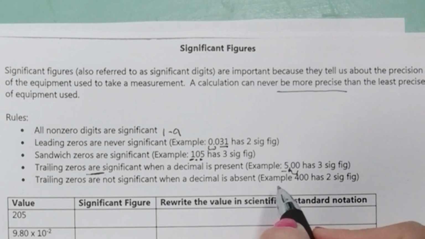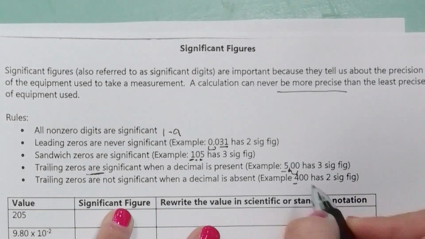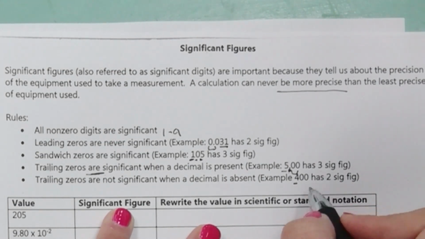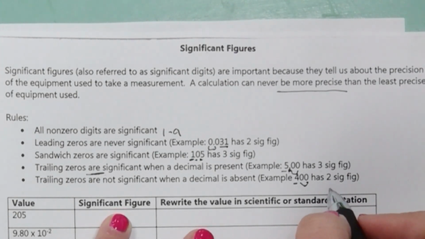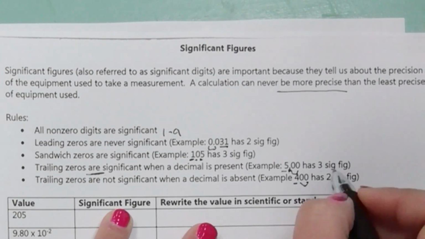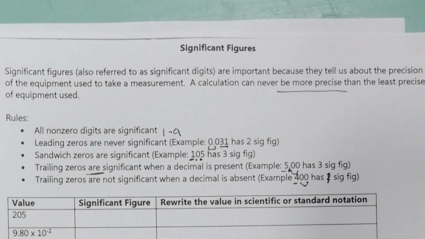If no decimal is present, the zeros are not significant. So in my next example, the 4 is the very first whole number. These zeros are not locked in by a decimal. So in this case, 400 has, it says 2, but that is a typo. It should have 1 significant figure. So really for significant figures, it just requires practice. Practice, practice, practice, and it will eventually make sense.